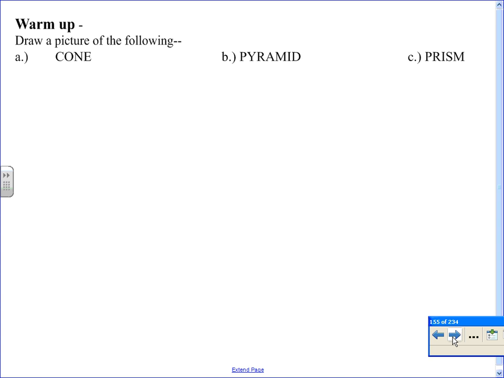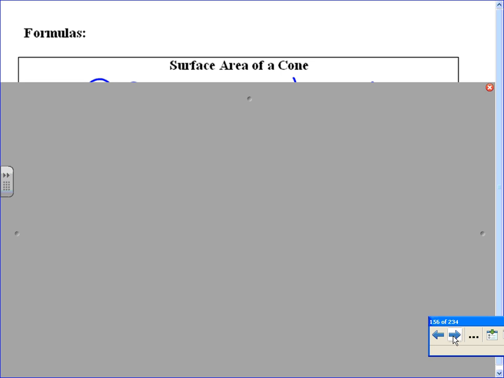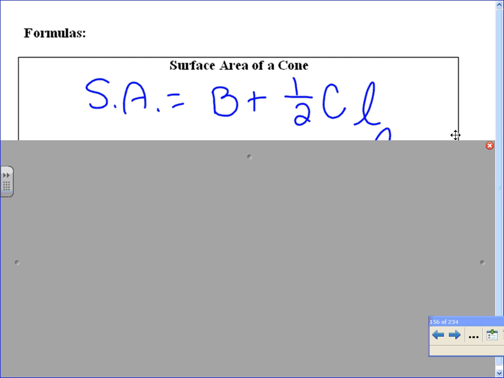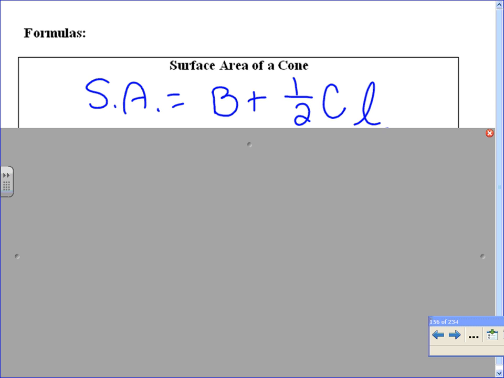Good, but it's a circle base, so instead of perimeter. Very good. Okay, so B plus 1/2 CL. I want you to write that one down first. Area of the base plus 1/2 times the circumference times the slant height. So it's just like the pyramid, but the base is a circle.